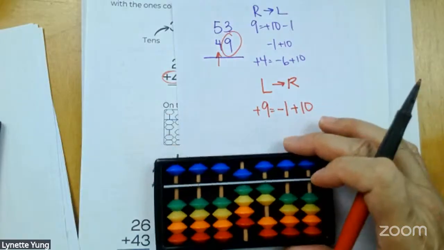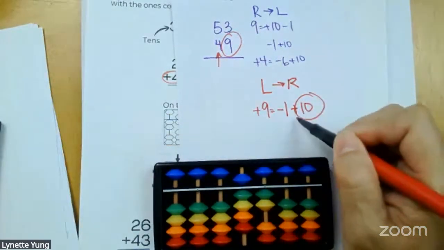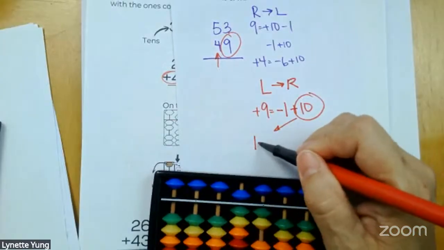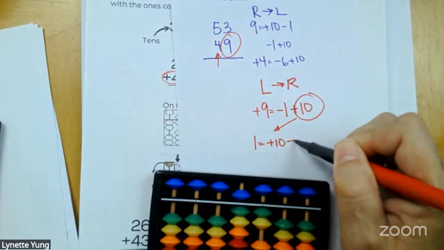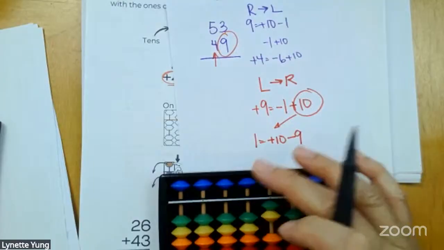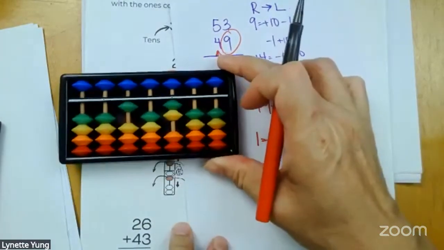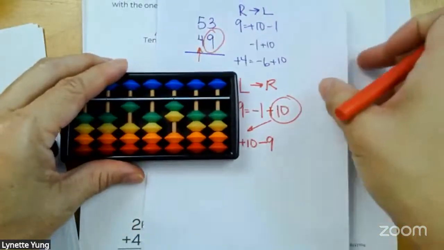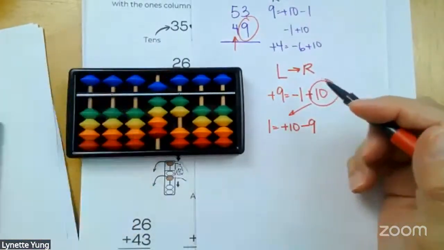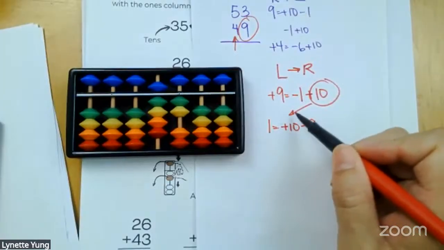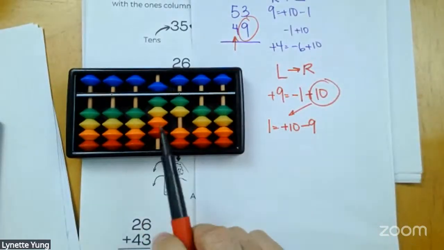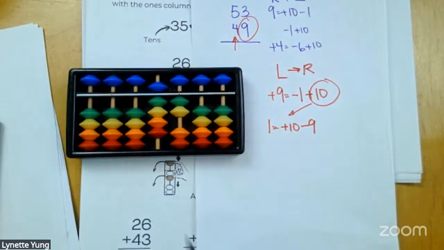Because this becomes 1 is equal to plus the 10 minus 9. Minus the 9 plus the 10. That's why. So the plus the 10. So what's another way of saying that it becomes the 1? How does the plus 10 become the plus 1?